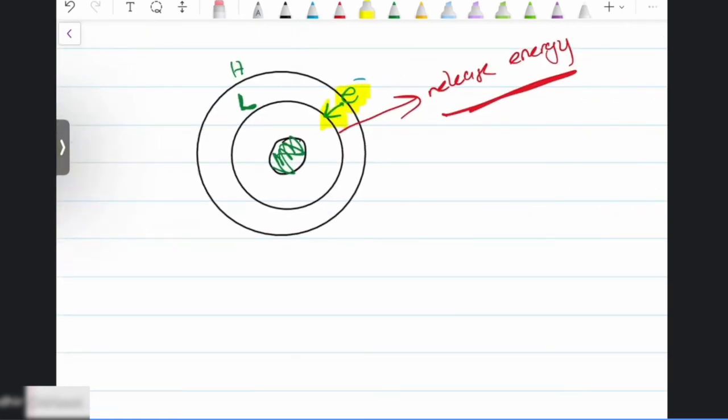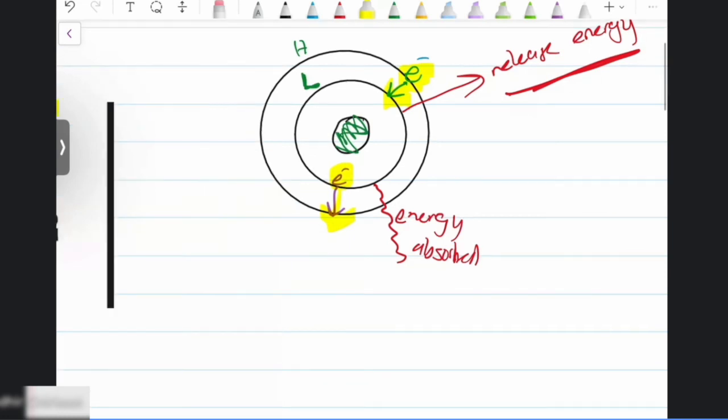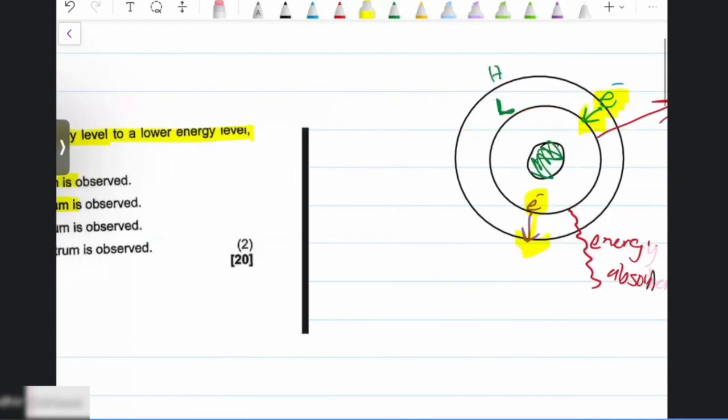Now, obviously, if you're going the other way, from a lower energy level to a higher energy level, it means that some sort of energy must have come in. Some sort of energy must have been absorbed so that you could take this electron and put it there. So energy absorbed would be the absorption. I hope that makes sense. Any questions you have on that, just let me know.